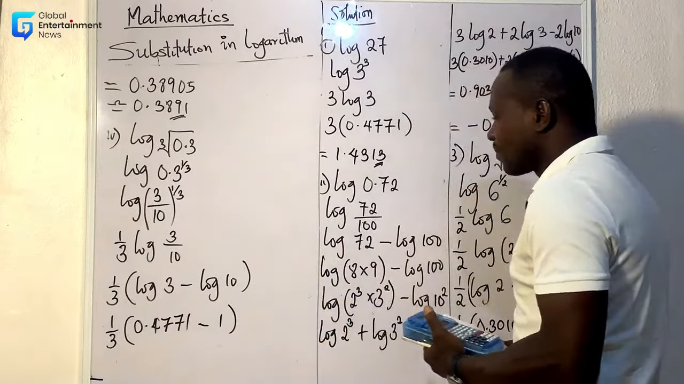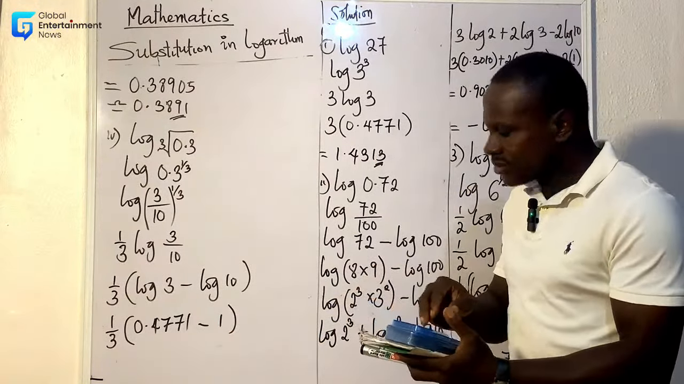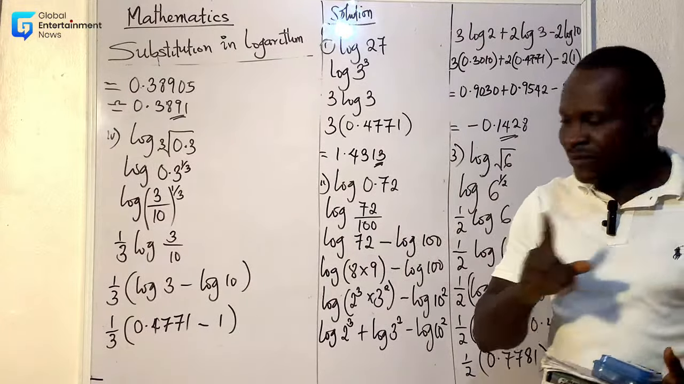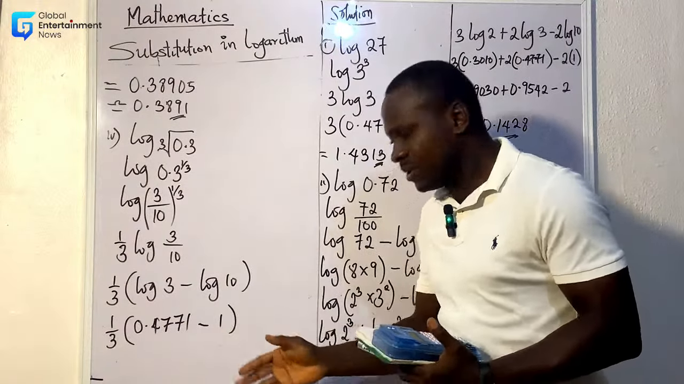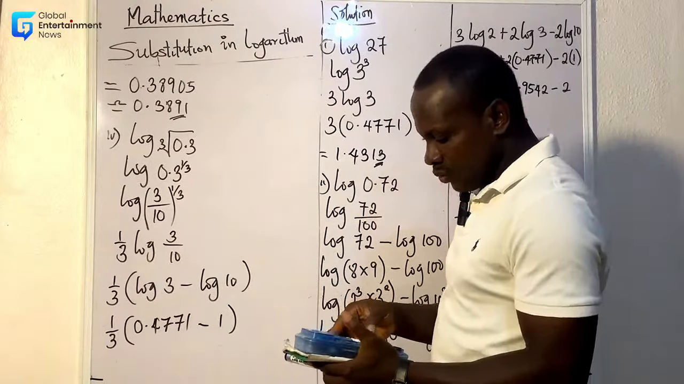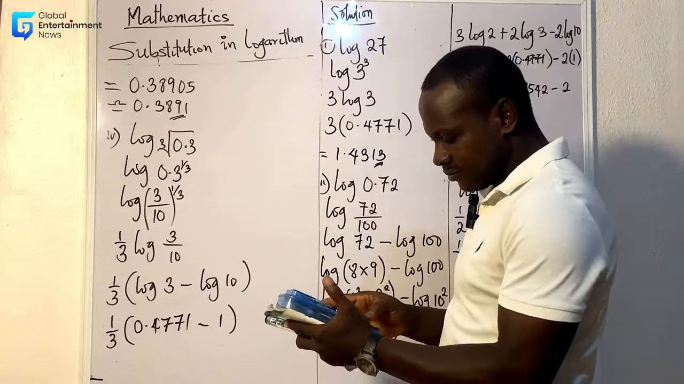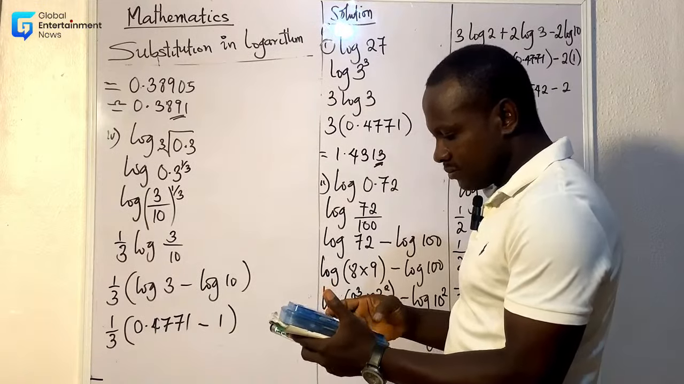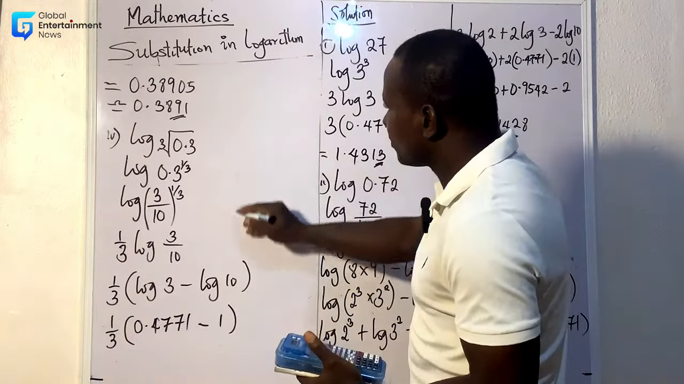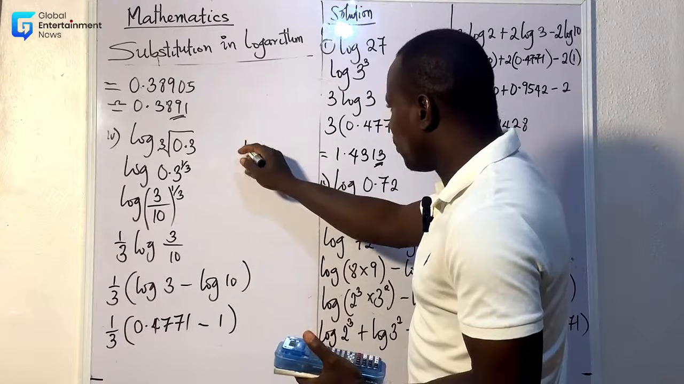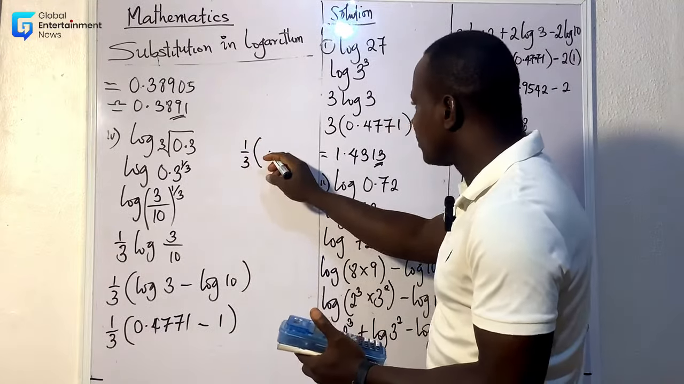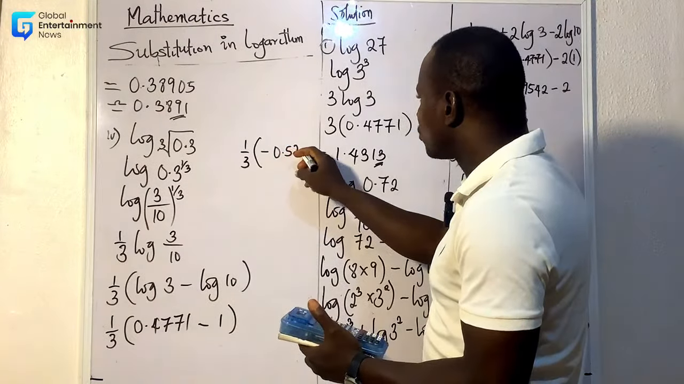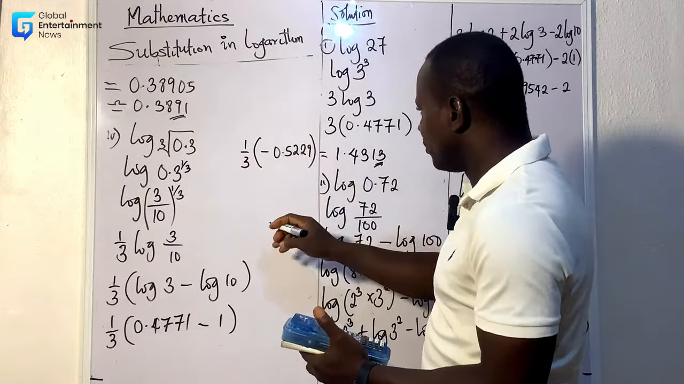So what is the next thing? What are we going to do next? We are not going to subtract this one. Deal with the bracket first. Take note of that. Deal with the bracket first. Don't multiply this, or you can make a mistake. Now, we say 0.4771 minus 1. Then the result gives us 1/3 bracket minus 0.5229 bracket close.